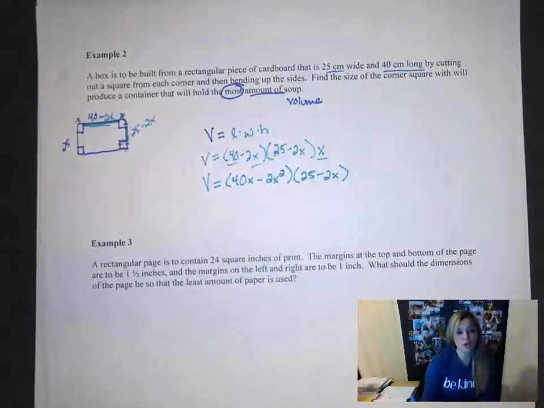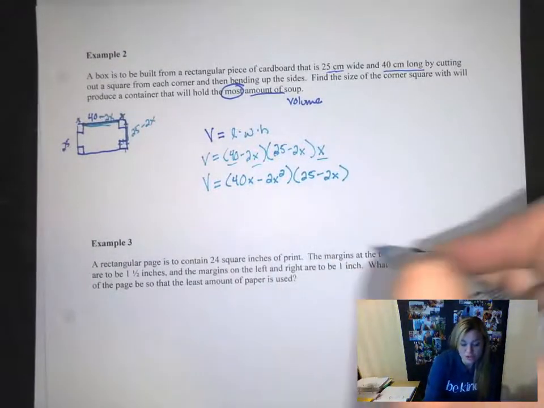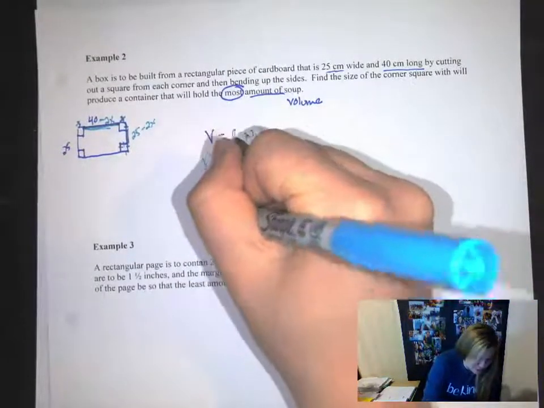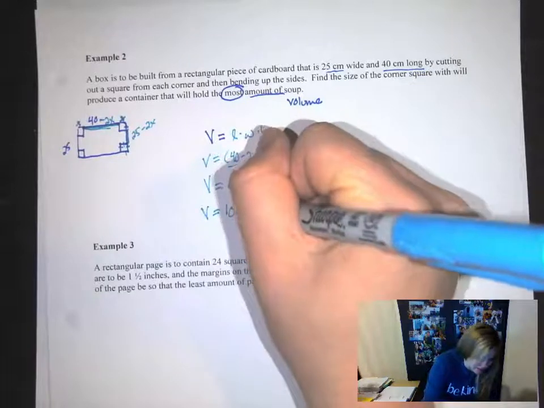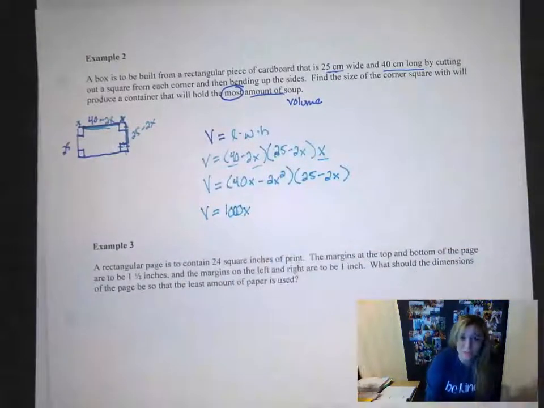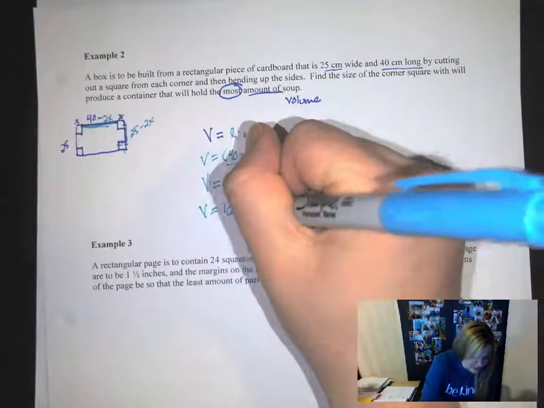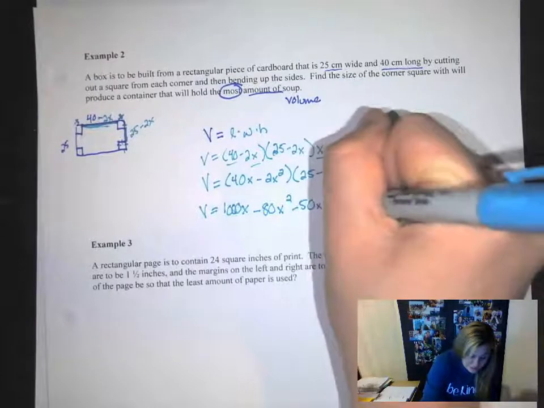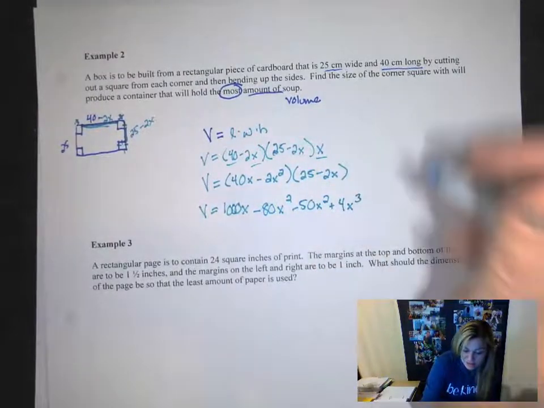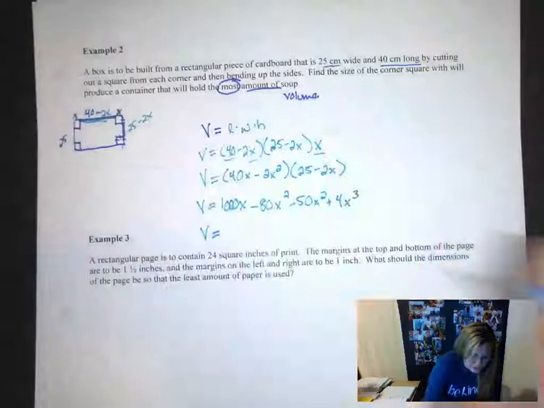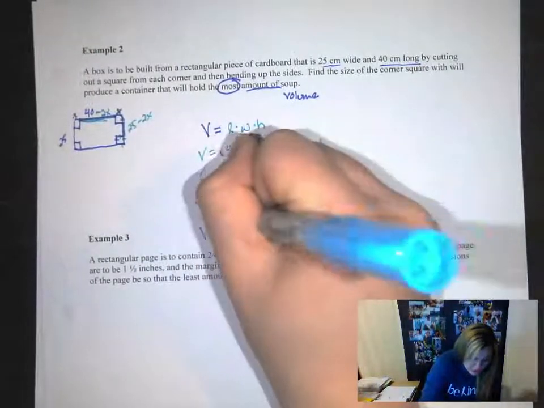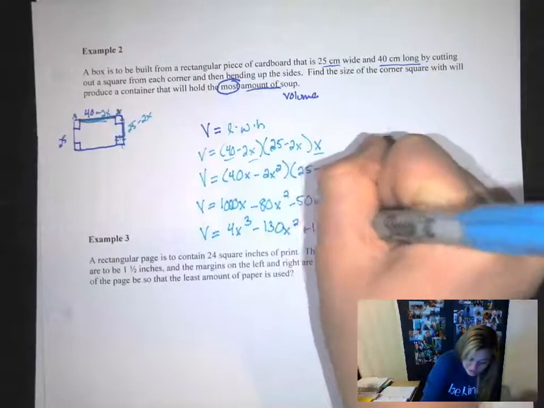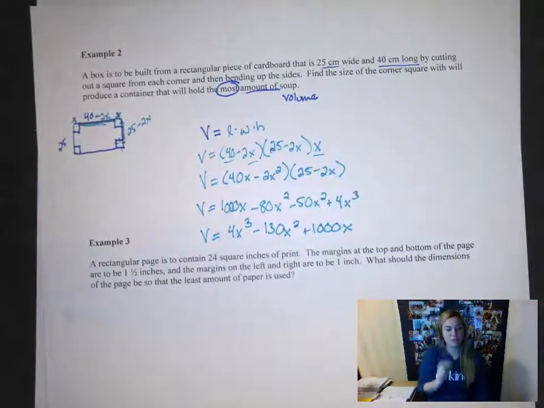You could use the product rule now. That would be okay. Or you can distribute and multiply a binomial times a binomial. And that's what I did the first time, so that's what I'm going to do right now. And get, oh, I'm cheating a little bit. I'm looking at old me's work. 1000x minus 80x squared minus 50x squared plus 4x to the third. And then I'm going to do one more and say volume is equal to 4x cubed minus 130x squared plus 1000x. So multiplying all this out.